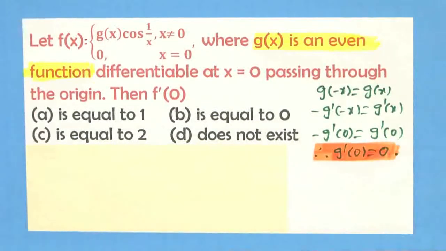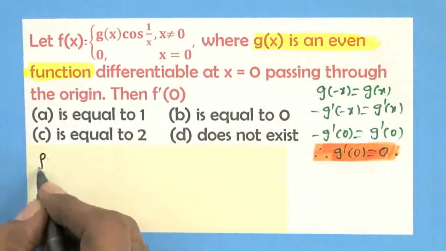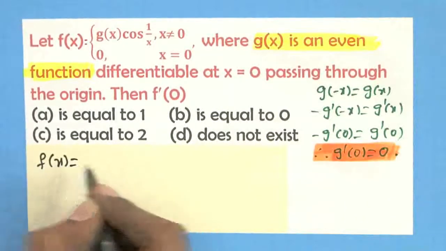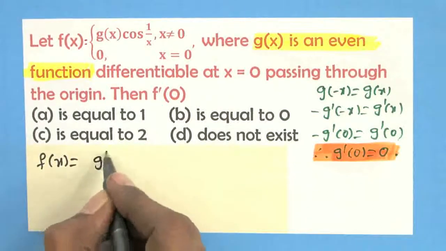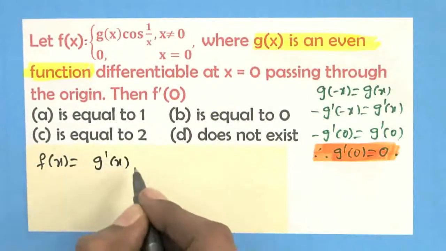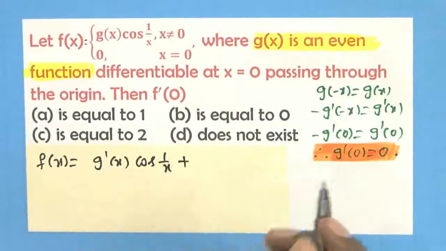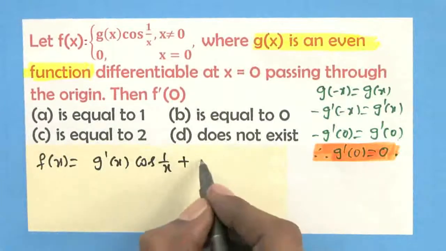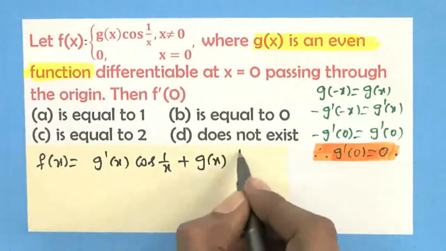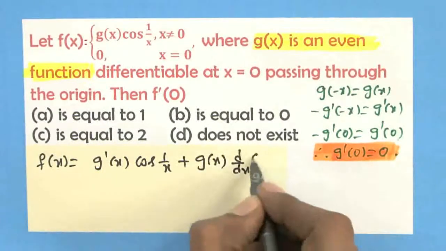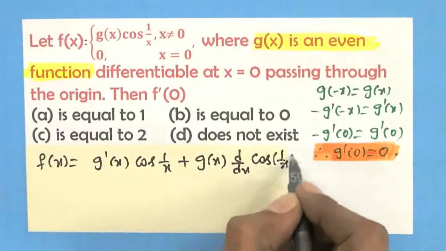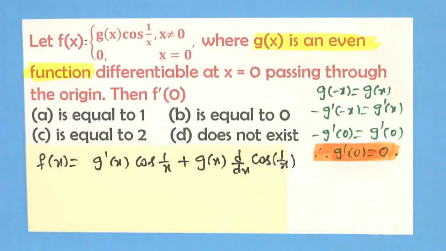Right? So, with this knowledge, look at the question. You are asked to find out f dash of x. What is f dash of x? It is equal to g dash of x into cos 1 by x plus g of x into d by dx of cos of 1 by x. Is that correct?